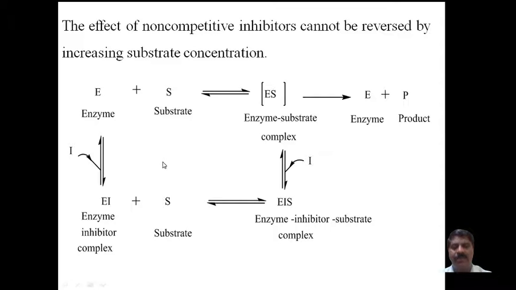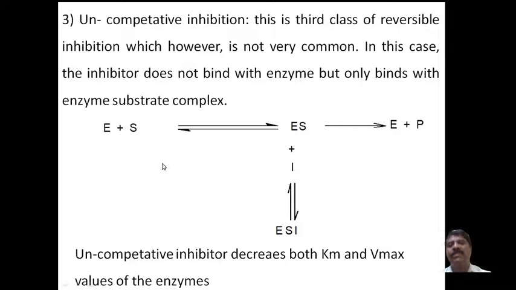Now next, the last one, the third one: uncompetitive inhibition. This is the third class of reversible inhibition, which is however not very common and rarely occurs. It is a reversible inhibition where the inhibitor does not bind with the enzyme but only binds with the enzyme-substrate complex.